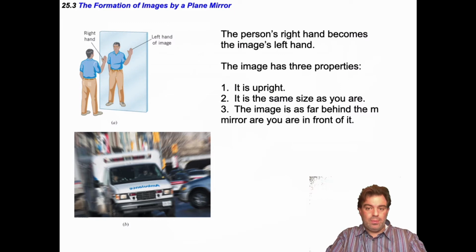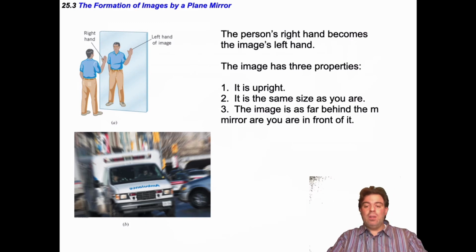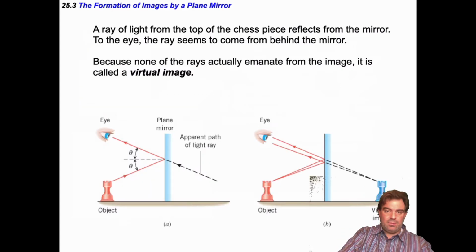Let's say we have an object, or in this case a person, standing in front of a mirror. The image that's going to be produced has three properties. Number one, it's going to be upright. Number two, it's going to be the same size as the object, in this case the same size as the person. And number three, the image is going to be as far behind the mirror as the person is standing in front of it. In other words, they're going to be equidistant.